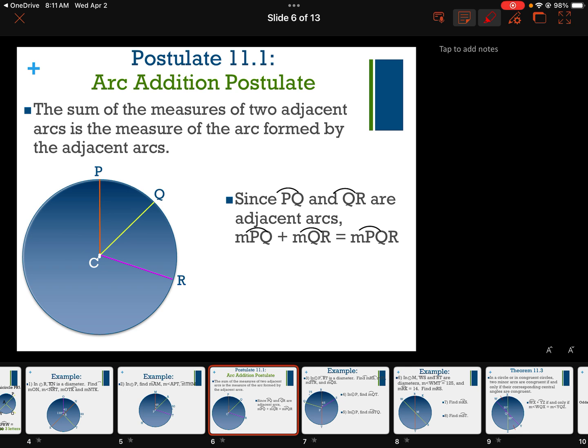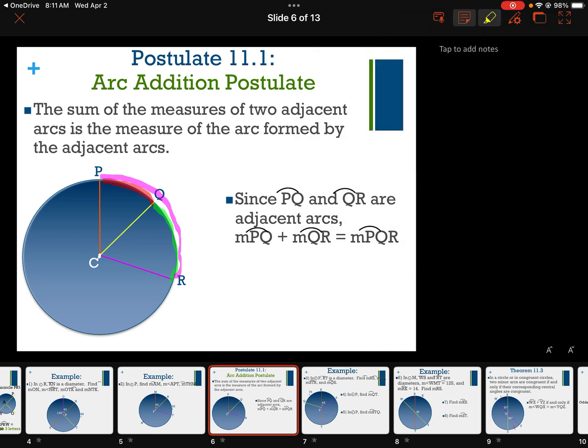Maybe that sounds confusing. Let's say you have this red arc and you have this green arc. Those are adjacent arcs. If you know their measures, then you also know the measure of the arc that they create. We'll call that the purple one. That would be arc PR. So you would add the red and the green arcs to get the purple.